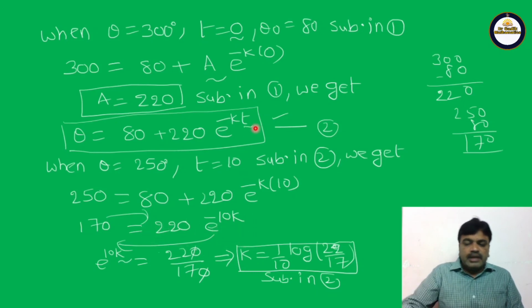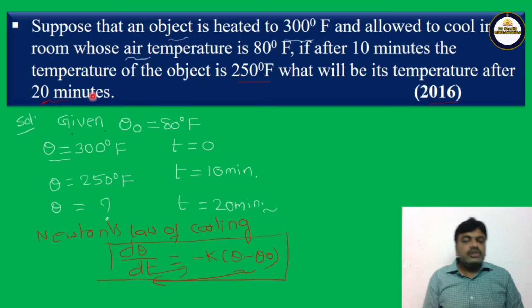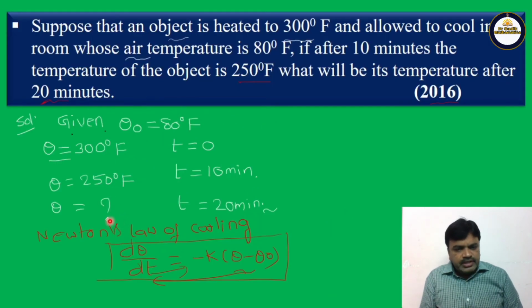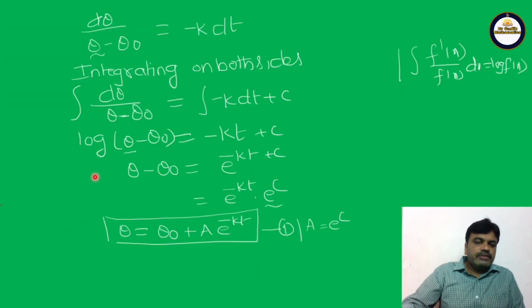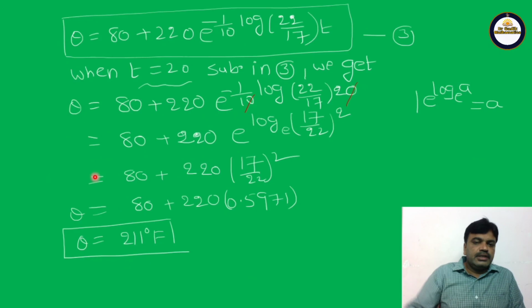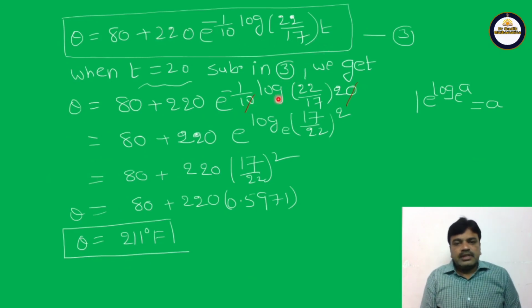Where do we have a change here? In the previous problem he gave the temperature and we found the time, but in this problem he gave the time and we are finding the temperature, friends. That is the only difference, right? And finally we are substituting the time, friends. I simplify it and get theta value 211 degrees Fahrenheit after 20 minutes, friends.